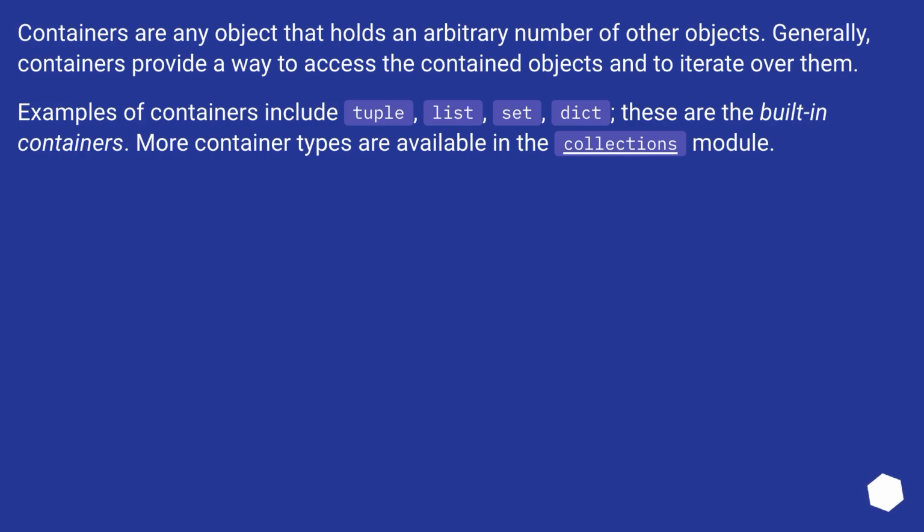Containers are any object that holds an arbitrary number of other objects. Generally, containers provide a way to access the contained objects and to iterate over them. Examples of containers include tuple, list, set, dict. These are the built-in containers. More container types are available in the collections module.